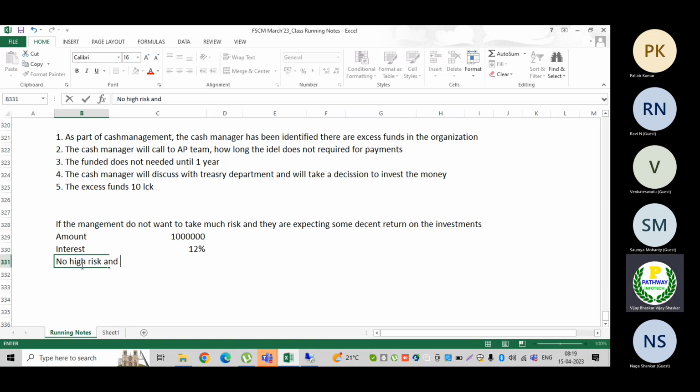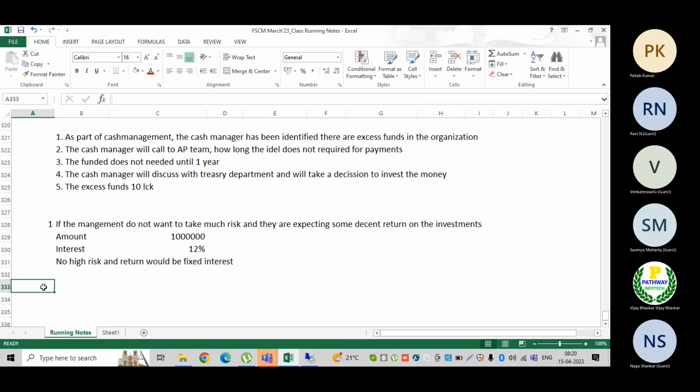No high risk, and the return would be a fixed interest rate. The return would be a fixed interest on our investment. Option number one. If the management do not want to take much risk, let us assume they are ready to take the risk. Okay, then option number one. What are the options they have in front of them? The option number one. Then let us discuss option number two.